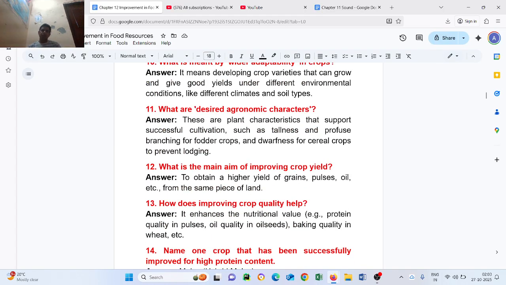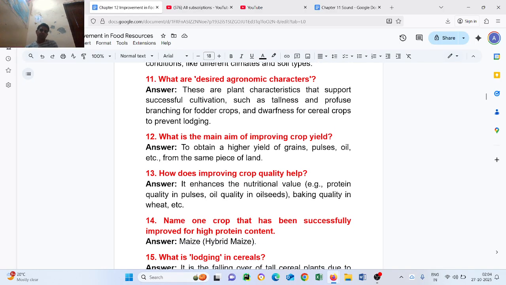Question number 12: What is the main aim of improving crop yields? Answer: To obtain a higher yield of grains, pulses, oils, etc. from the same piece of land. Question number 13: How does improving crop quality help? Answer: It enhances the nutritional values. Example, protein quality in pulses, oil quality in oilseeds, baking quality in wheat, etc.